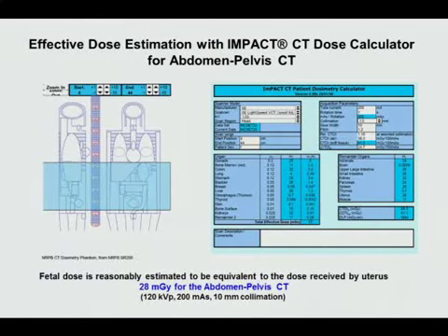So there are multiple ways. Either you can use the more detailed calculation method published in Dr. Felmlee's paper in AJR, which goes into the details of how we can calculate the fetal dose by adding up the normalized dose ratios from different slices. Or for a quick estimation, you can use this calculator. If we are using these for CT estimation, the uterus dose can be reasonably used as the fetal dose exposure.